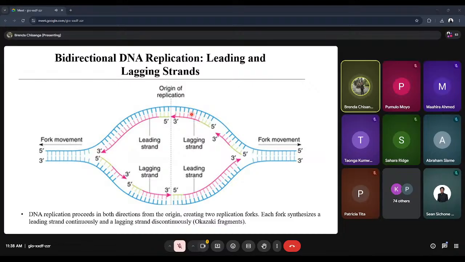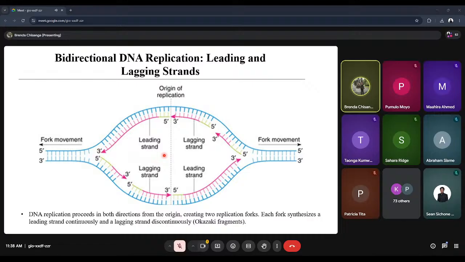So I can easily correct myself. This end should have been 3', so that I can synthesize this guy in the opposite direction to this replication fork. So meaning that on this same strand, when you split the origin of replication, one end will be a leading strand, the other end will be a lagging strand. And the same goes for this other strand.